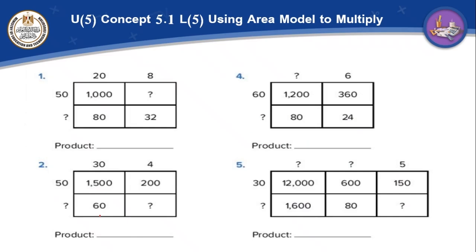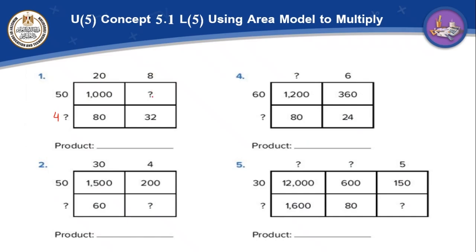26,000. Let's solve more exercises about using the area model to multiply. Here, you get 1,000. 20 by 50, 1,000. What is the number? So make division. 80 divided by 20 is 0. Cancel this 0. 8 divided by 2 equals 4. 20 by 4 equals 80, to be sure that your answer is correct. Then you get here 4 and up 8.